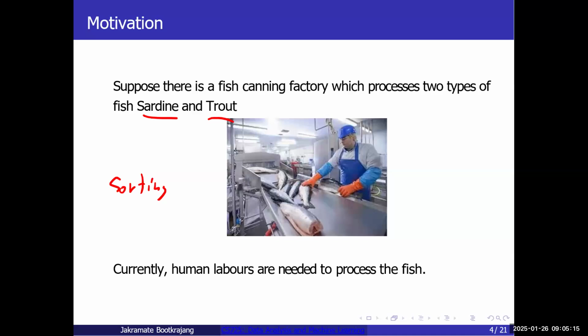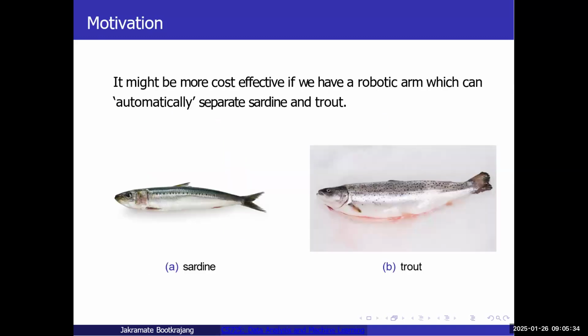So as time go by, you catch more fish, and basically you need more people, right? You need more staff to be able to sort out two fish, right? And there can be many more fish, right? Not just these two. And it may be more cost efficient if we have like a robot arm, right? Basically, the robot arm will pick the fish and then put it into the correct bin. So basically, we have a sardine and then we have a trout.